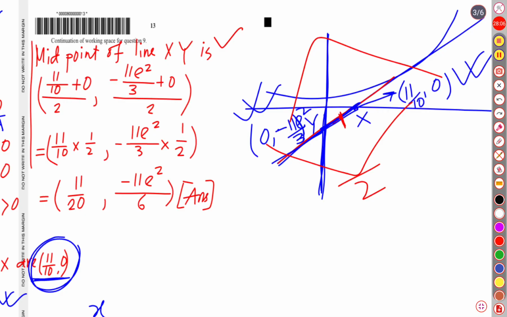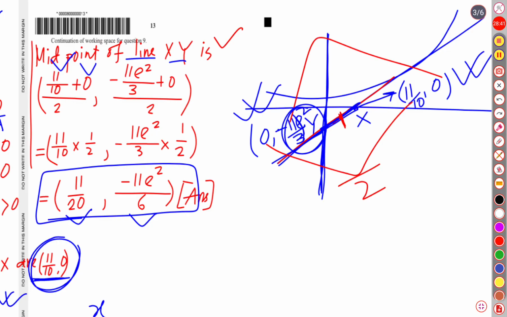Okay, and here the x coordinate is 11 over 10. So we have written here 11 over 10 plus 0 over 2 for the midpoint. And again for the y coordinate, the first y coordinate is negative 11 e squared over 3, plus 0, over 2. Now ultimately it will be 11 over 10 into half, and 11 e squared over 3 into half, which means 11 over 10 minus 11 e squared over 6. So this is ultimately our solution, the midpoint of the tangent.